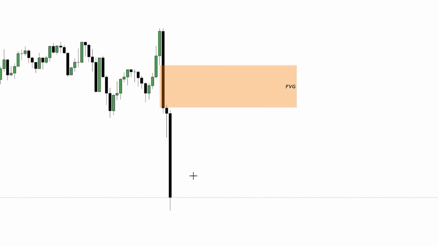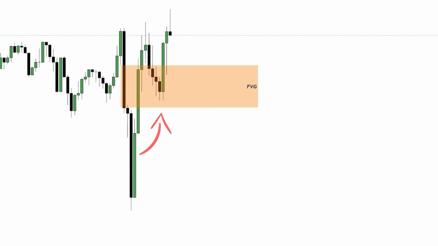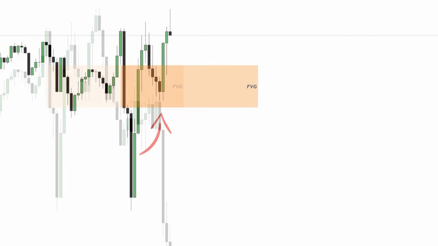Also, note an interesting phenomenon. An imbalance can act as a zone of support or resistance after the price has filled it. As you can see, the price broke through and filled this imbalance. Here, it acted as a support zone. Then the price declined into the imbalance again, and it once again provided support. Once the price broke below this imbalance, it later returned to it and touched it again. And again, you can see that it now acts as a resistance zone for the price.